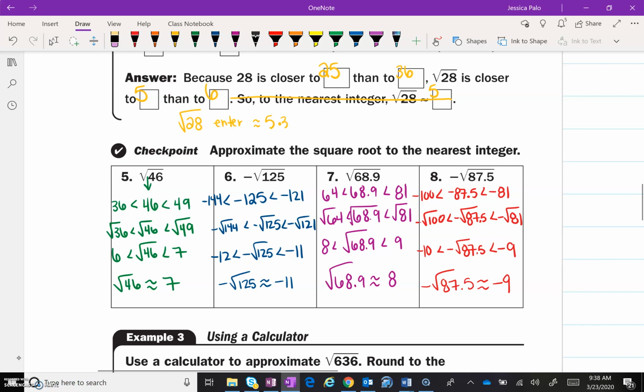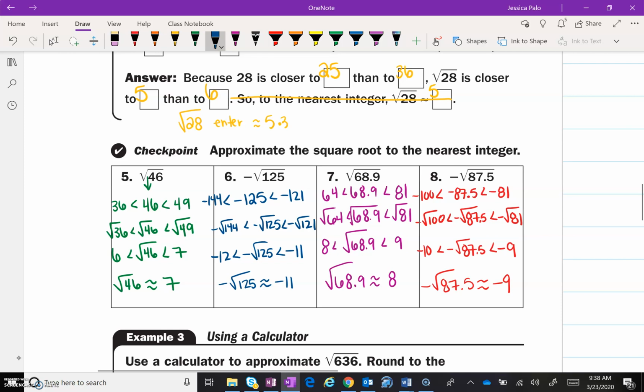Number 7, 68.9. It doesn't matter if it's a decimal. You are rounding. You are determining which whole number is closest to this value inside the radical. And the closest perfect square to 68.9 is 64. So the square root of 64 is 8. The square root of 68.9 is approximately 8.